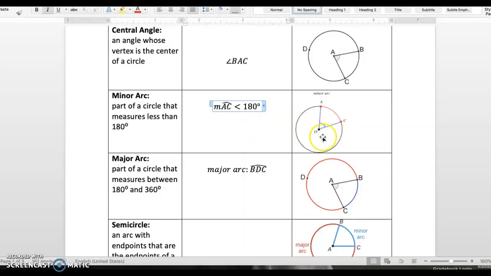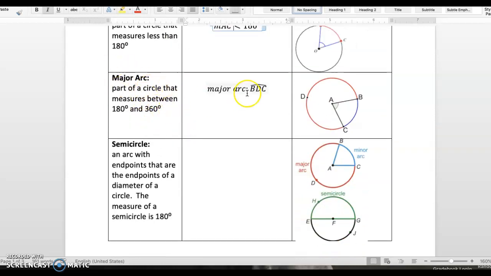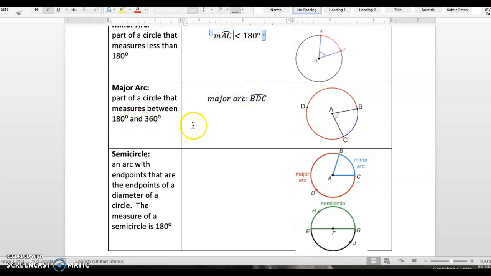For a lot of these angles, I will be giving you what the measure of the arc is, or I will show you how to find what the measure of the arc is, so you're aware if it is a minor arc or not. Now, a major arc is more than 180 degrees, but less than 360. So it can't be more than 360 because there's only 360 degrees in the circle. So from 180 to 360, we are looking at a major arc.